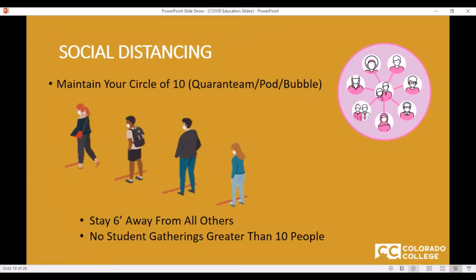As you think about forming your circle of 10, be sure to include anyone that you would come into regular contact with and the people you live with. For students, your roommates will be part of your circle. If you add people outside of your household or living unit to your social circle, be sure to include anyone in their households as well. You may not see them often, but they would still be considered part of your circle of 10.